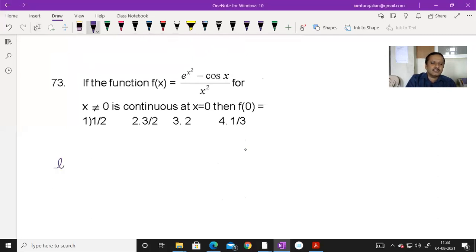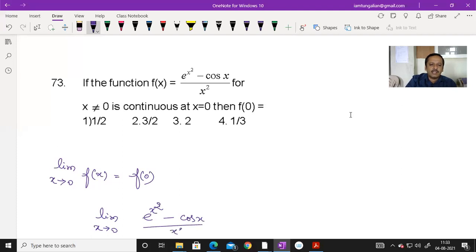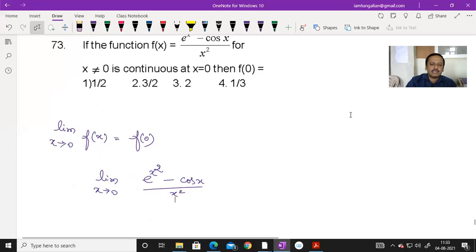It is continuous at x equal to 0 means limit x tends to 0, f of x is equal to f of 0. They have given that it is continuous. So what is the value of f of 0? They are asking, limit x tends to 0, e power x square minus cos x divided by x square. If we directly apply the limit, e power 0, that is 1, minus cos 0, which is also 1, 1 minus 1, 0, 0 by 0, an indeterminate form.